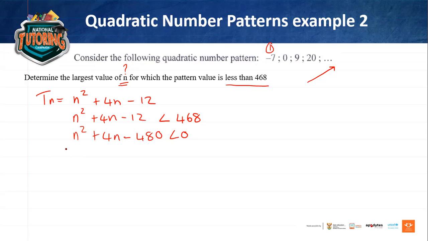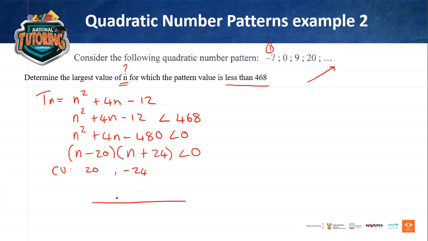We need to factorize so that we can solve for our critical values. You can factorize this, or you can use the quadratic formula, whichever one you are more comfortable with, but I suggest factorizing. It just makes it easier and your setup is better. We end up with these two as our factors. Negative 20 times 24 gives me negative 480 if we multiply, and gives me positive 4 if we add. So my critical values are 20 and negative 24.